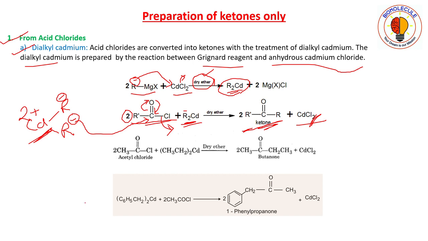So here you can see this one, acetyl chloride. Here we are using diethyl cadmium. We are getting two molecules of butanone and cadmium chloride. Similarly, we can use here dibenzyl cadmium. Okay, so we'll be ending up with 1-phenyl propanone.